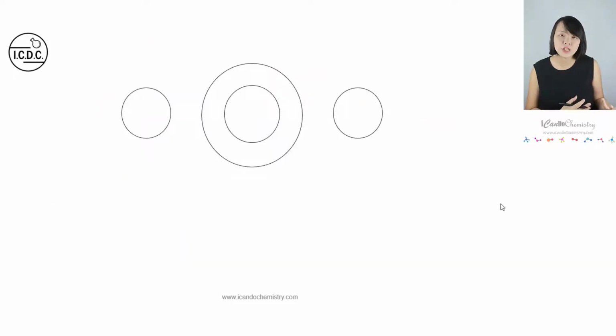Now let's try the next one, water. Just now we have already referred to the periodic table. We know that hydrogen has 1 electron, so let's draw a cross to represent that. Each of the hydrogen has 1 electron. Oxygen has 8 electrons. 2 electrons are in the first shell. The second shell has 6 electrons.